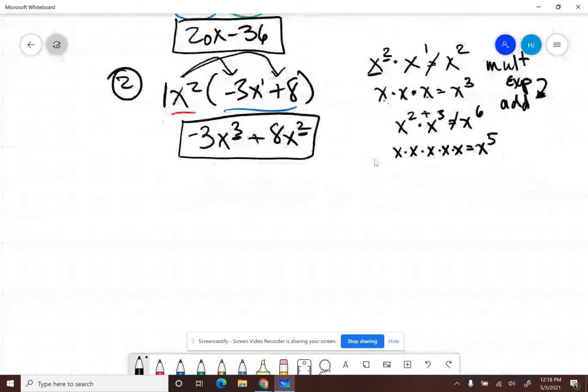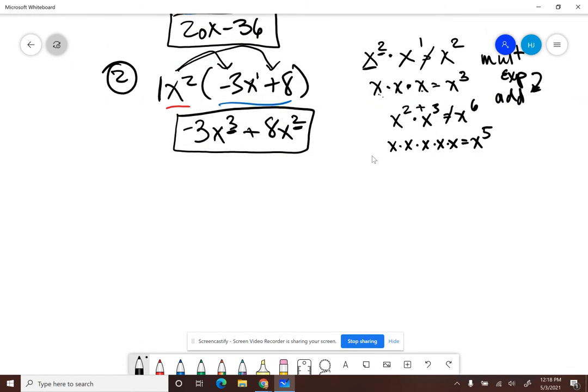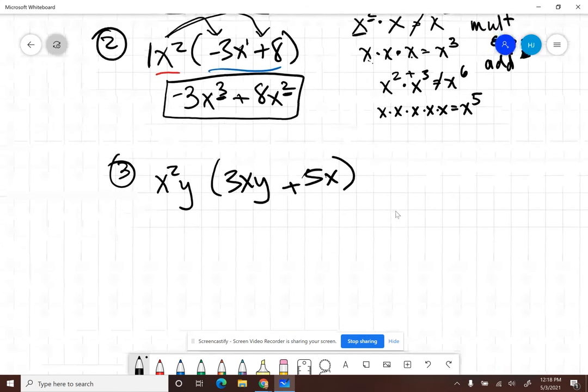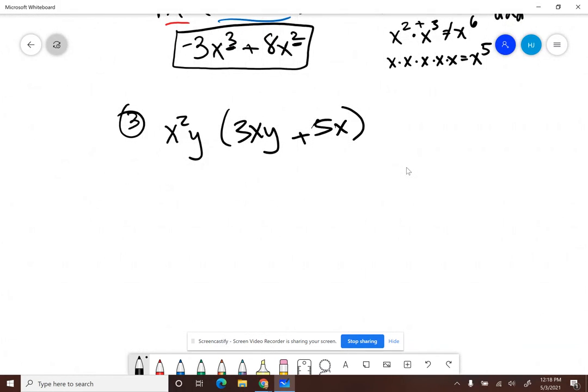So let's look at another example. This time we're going to throw in some more variables. Okay, so now we've got x squared y times 3xy plus 5x. We've got one more example after this, so just hang with me here, and we'll get through this pretty quickly. So again, I've got a monomial being multiplied times a binomial, which means that I'm going to do the distributive property. And again, I'm going to ask myself, what's in front of this x squared?